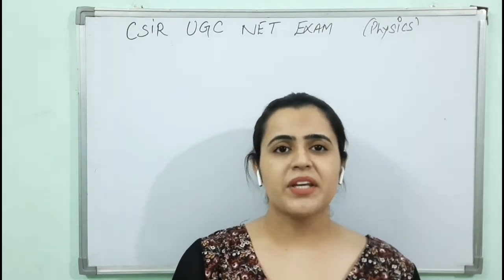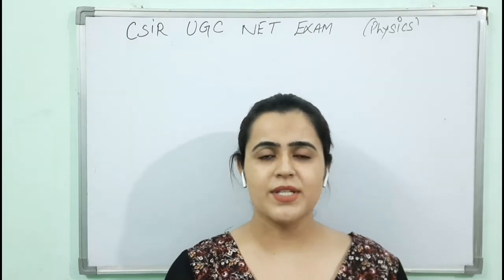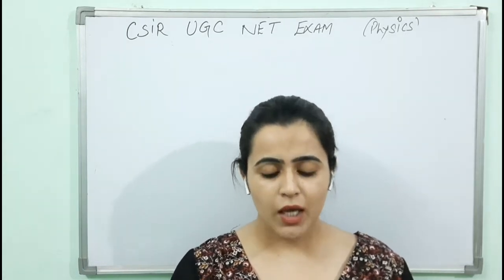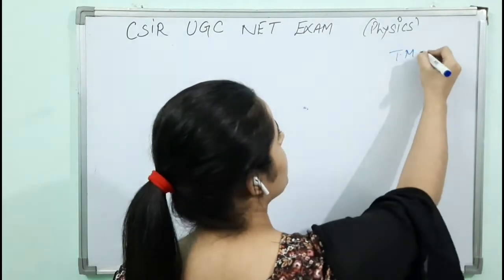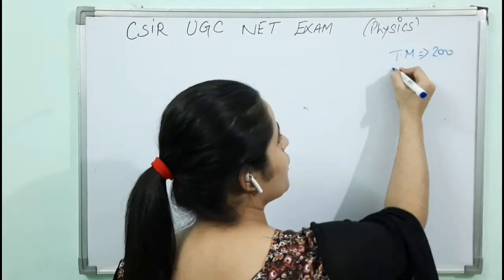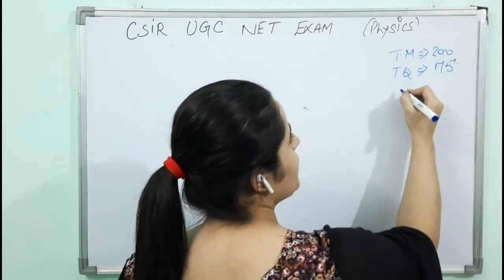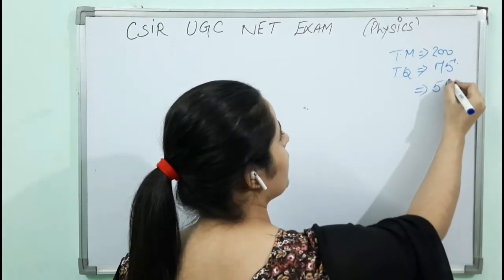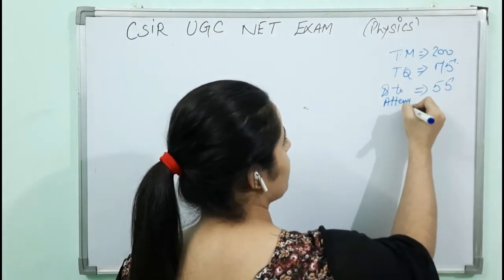Now today in this video I will explain the structure, pattern and strategy of CSIR UGC NET Physical Science examination. The paper consists of 200 marks. Total marks is equal to 200. The total number of questions in the examination is 75 and you have to attempt 55 questions from 75.